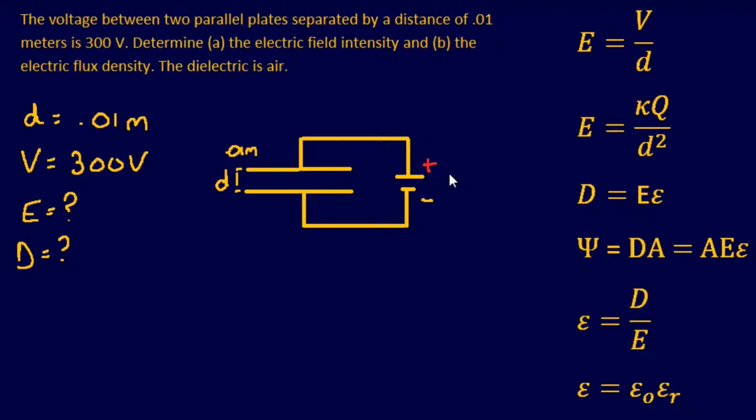And then we have a voltage of 300 volts. So this provides you a diagram we're looking for with two plates. To find electric field intensity, it's going to be E equals V over distance, or voltage over distance. So that one's pretty simple.